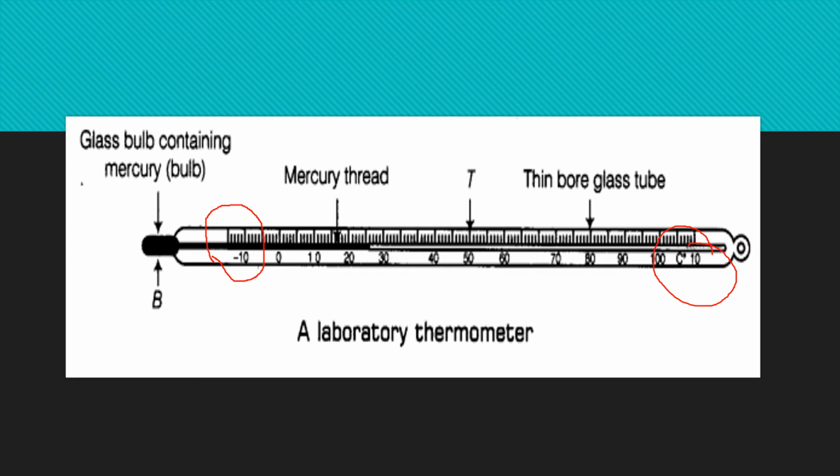And it again has a bulb containing mercury right here, and when we measure temperature, that mercury level rises up and shows you the correct temperature.